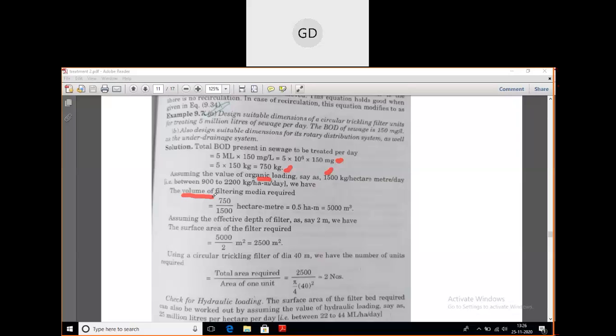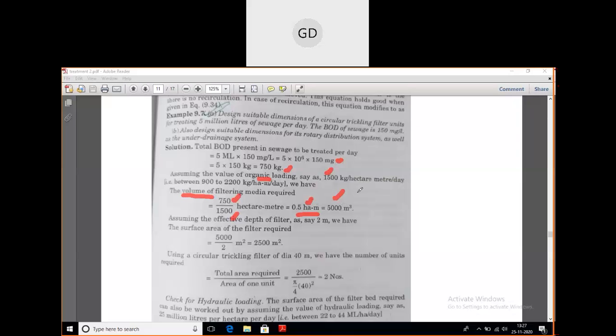So now you find out the volume. We have already learned that organic loading is used to find the volume of the filtering media. The volume is the total BOD divided by the organic loading. Organic loading is in hectare meter, so if you convert hectare to meter square, you will get 5000 meter cube. It is meter cube because meter square and meter combine.